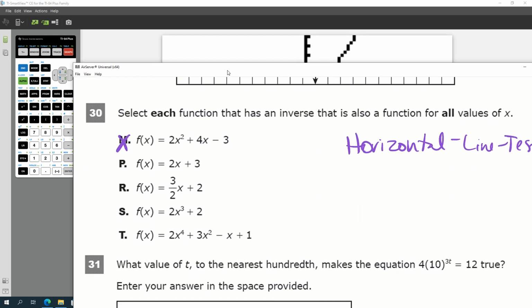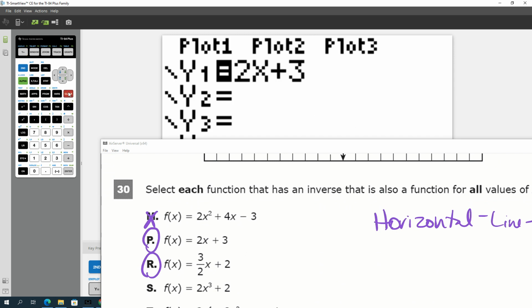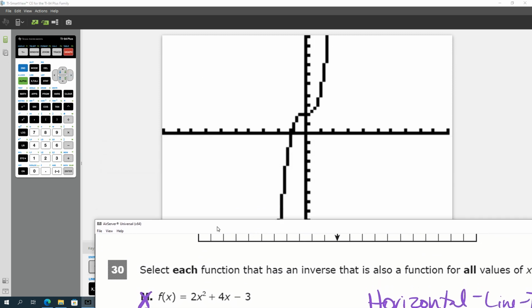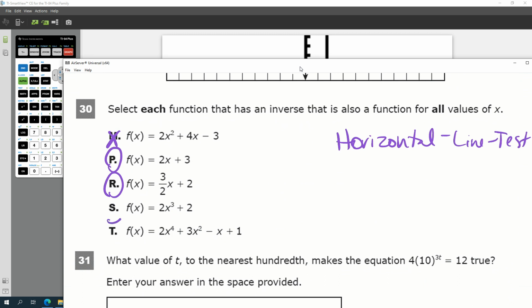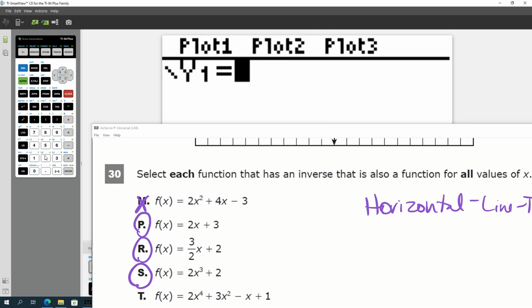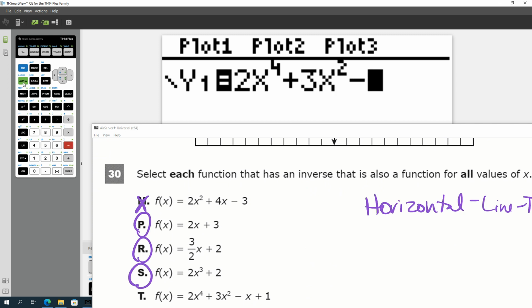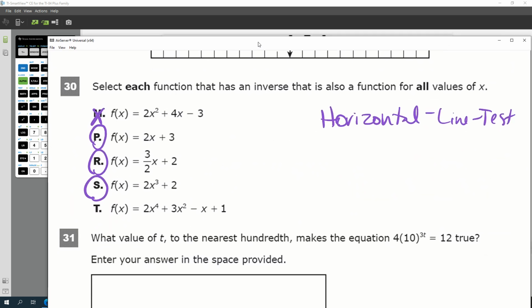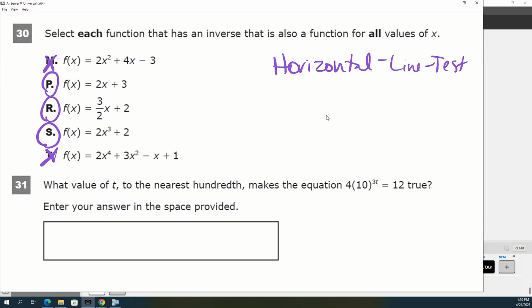All right. A line is going to pass. R is also a line. It is going to pass. Okay, this one is going to pass. It looks like it's horizontal there, but it isn't. It's rising slightly. If it fails, it's going to be obvious that it fails. Okay, that one obviously is going to fail. A horizontal line would cross two places. So those are all the functions that have inverses that are functions because they pass the horizontal line test.